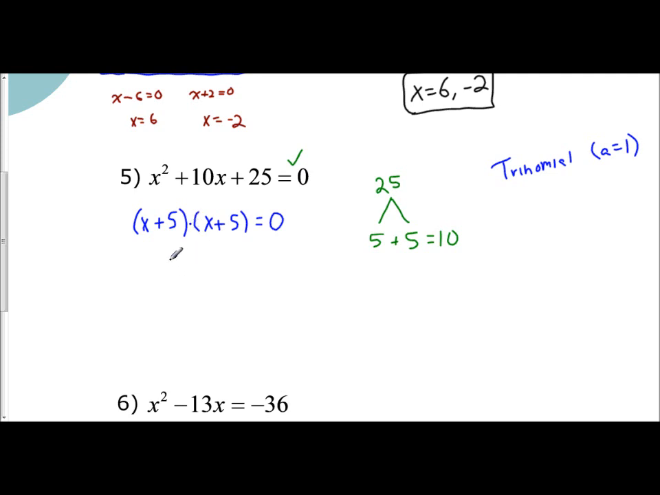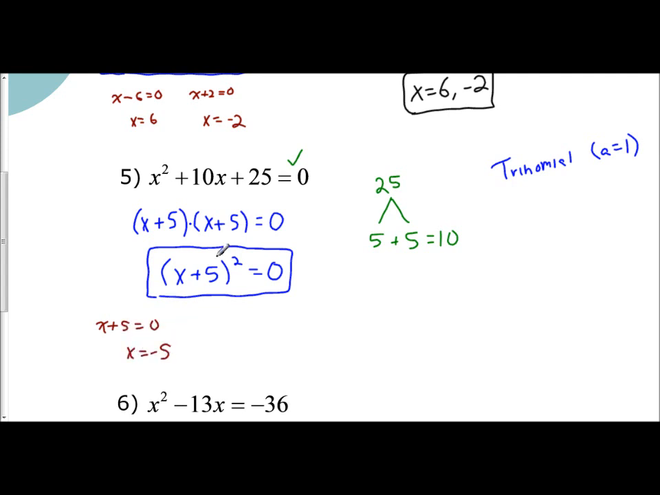So that means you're actually just squaring that one factor. (x + 5)² = 0. So this is the completely factored and simplified form. So really, if I want to solve, I just have to set the one factor equal to 0. I just have to set x + 5 equal to 0 and solve, and x equals -5. There's no point in setting the other one equal to 0 because it's the same exact thing.